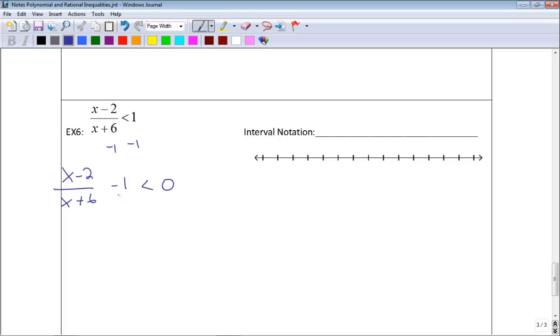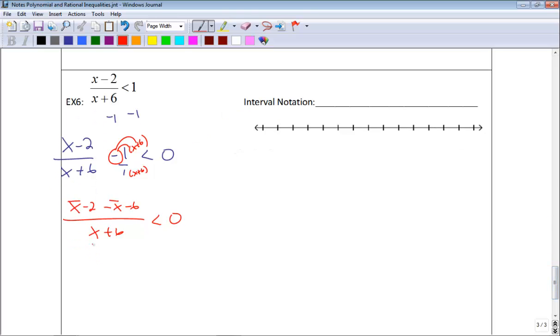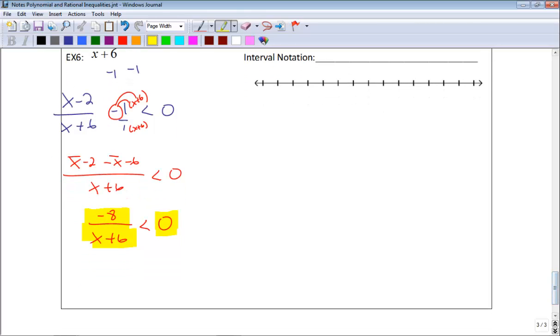Well, I need a common denominator. Put this over 1. What would the common denominator be? It would be x plus 6. So let's multiply top and bottom over here by x plus 6. So I get x minus 2 and then minus x minus 6 all over x plus 6 is less than 0. Clean up that numerator for me. My x's cancel and I'm left with negative 8 over x plus 6 is less than 0. Now am I a single fraction on one side, 0 on the other side? I am. Great. So the next thing I need to do is set the numerator equal to 0 and set the denominator equal to 0.